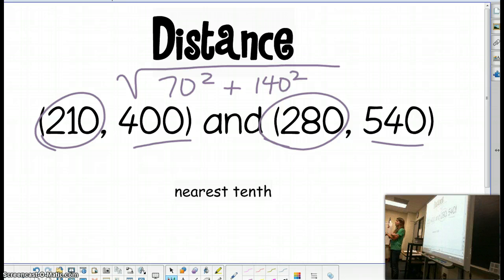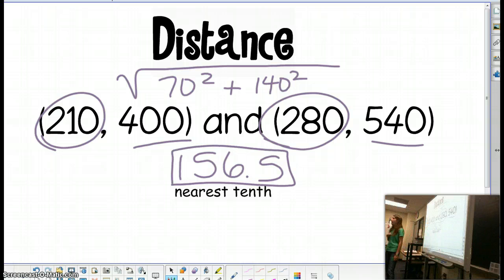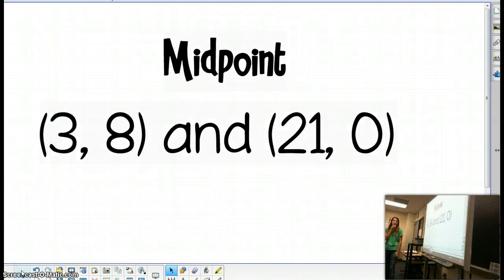If you did it the opposite way, they were both negative, but what happens when you square a negative? It's positive. What's the answer? Okay, I'll just write it. 156.5 was the correct answer. Next one. Midpoint.